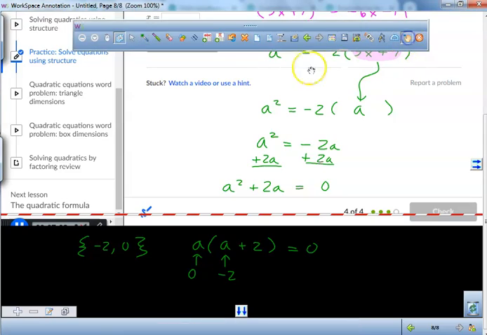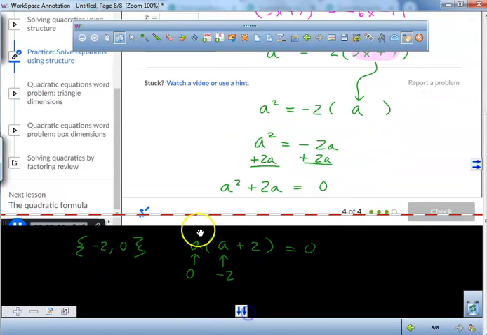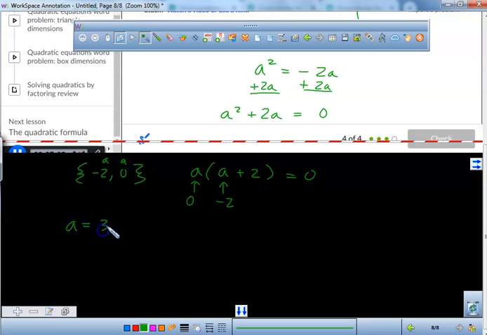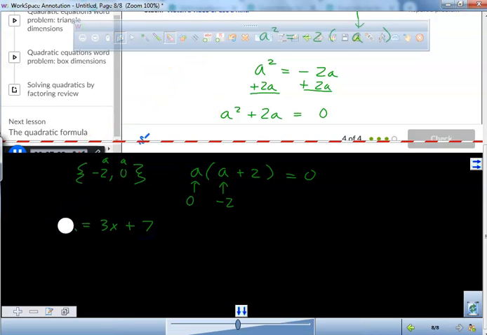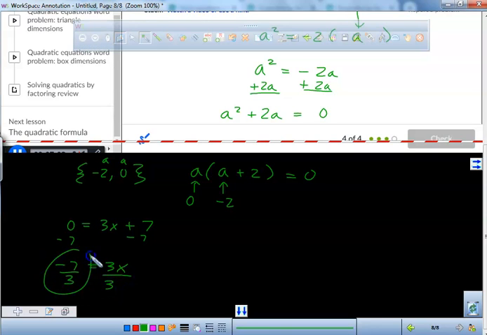However, what is my A equal to? 3x plus 7. So this could be my value for A, and this could be my value for A, but I said A is equal to 3x plus 7. So I'm going to choose the easiest one. I'm just going to erase A and put a 0. Take away 7 from both sides and divide both sides by 3. So I'm going to say negative 7/3.